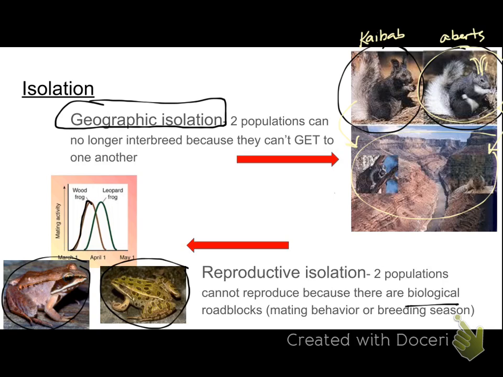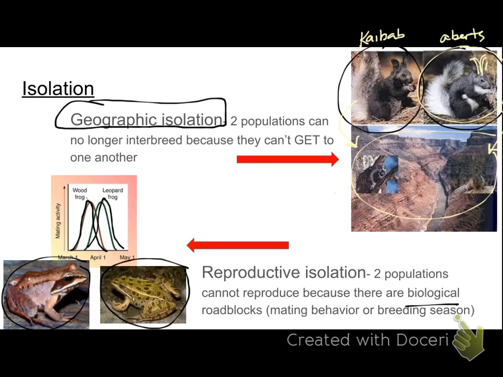In the wild, though, wood frogs mate early and leopard frogs mate late. So when the female wood frogs are out depositing their eggs, the male leopard frogs are busy with other things. I don't know what they do. Working on something. But their breeding is isolated based on time.